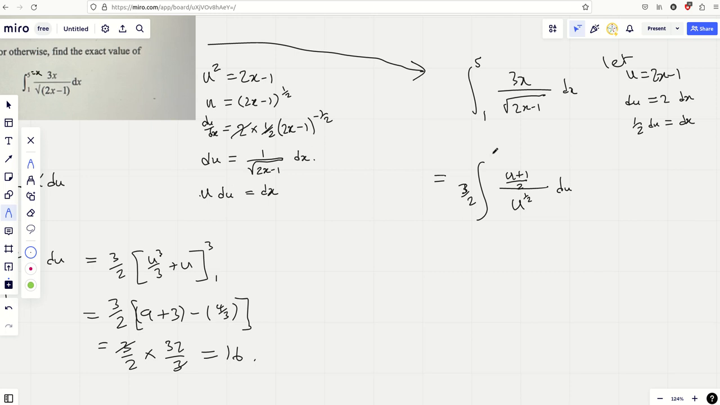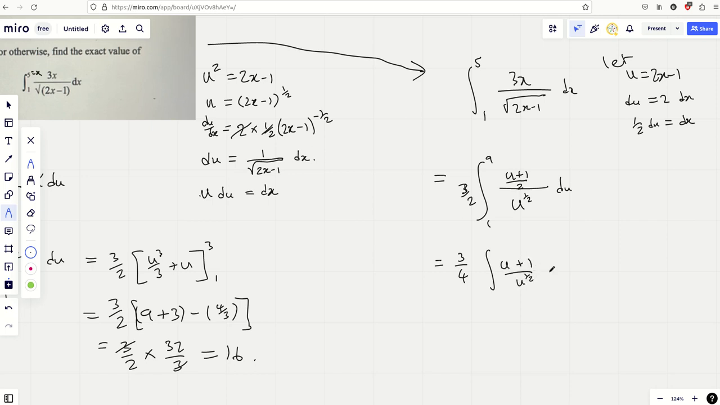The limits are going to change in the same way as last time. 2 times 5 is 10, minus 1 is 9. Sorry, they're not. It's actually going to be 9. They're going to be a square, so what they were before. 2 times 1 is 2, minus 1 is 1. But take out the other half, and so you get 3 over 4. And then you've got u plus 1 over u to the half.